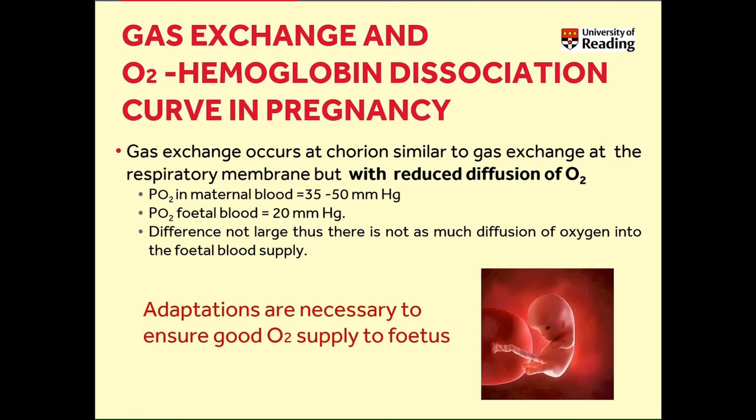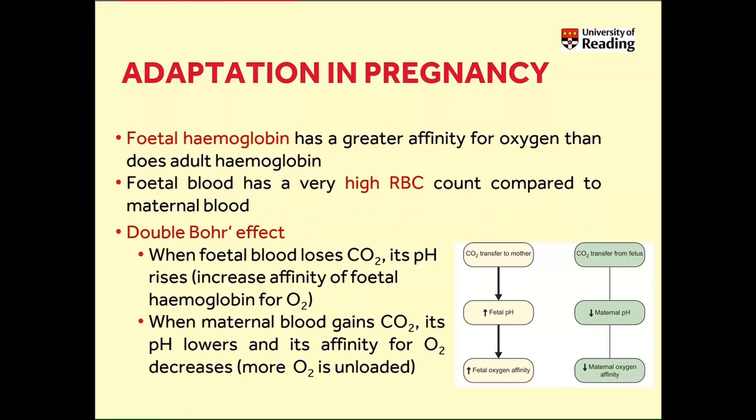If you remember, in our lungs, in the alveoli, the partial pressure of oxygen is around 104, and in the capillaries around 40 millimeters of mercury. So the difference between the maternal blood and the fetal blood is not large. So there is not as much diffusion of oxygen into the fetus. So adaptations are obviously necessary to ensure a good oxygen supply to the fetus. So which are these adaptations?